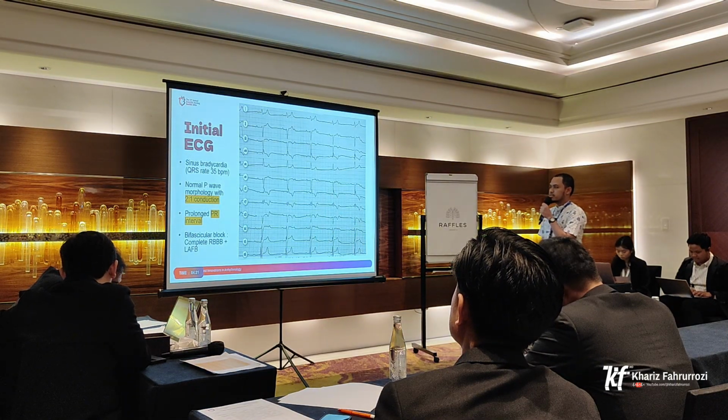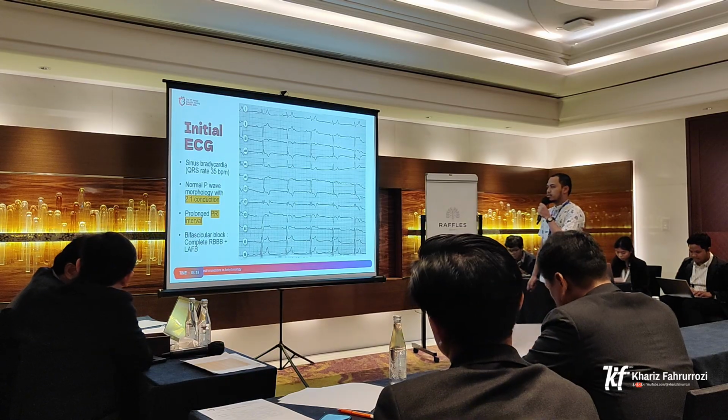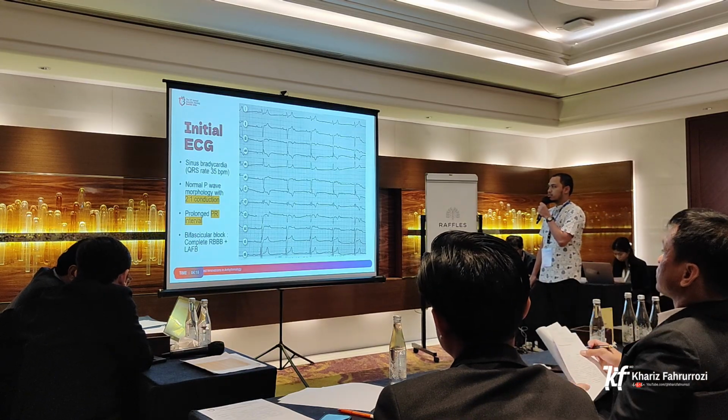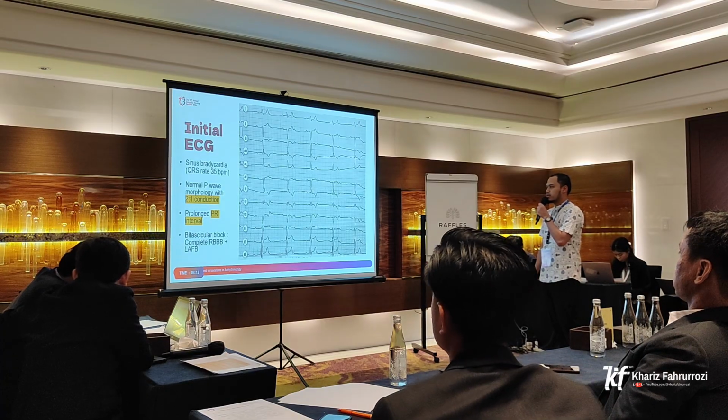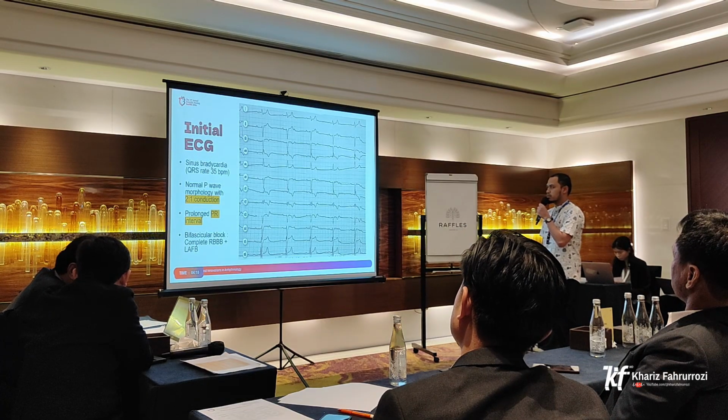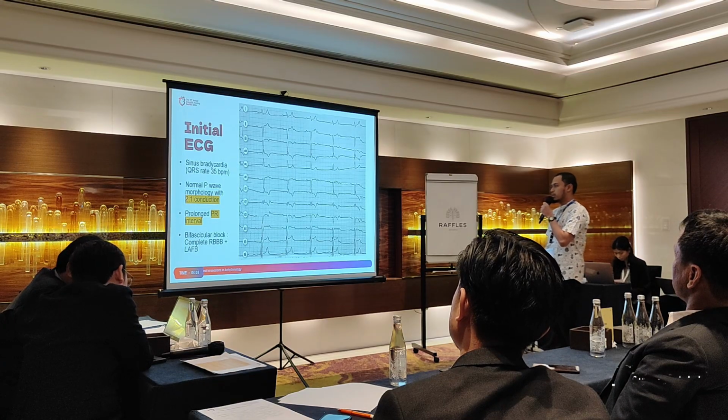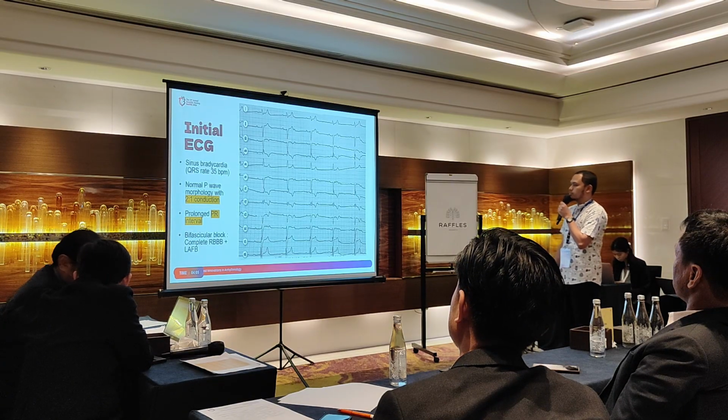We can see that this patient is bradycardic. He has a normal P wave morphology with a 2-to-1 conduction, and he also has a prolonged PR interval. We can also see a bifascicular block with a complete right bundle branch block and left anterior fascicular block.